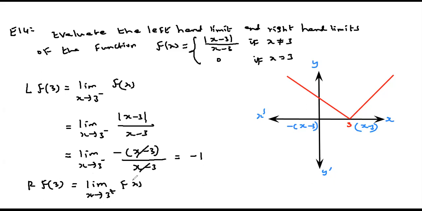R of f of 3 is equal to the same thing, limit x tends to 3 plus of f of x. That means we put values greater than 3. So limit x tends to 3 plus f of x is x minus 3 by x minus 3. The two cancel and the answer is 1. For values greater than 3 the function is 1. So now, L of f of 3 is not equal to R of f of 3. So the limit does not exist.